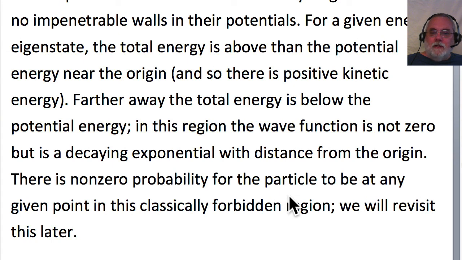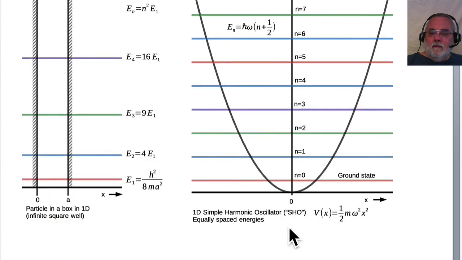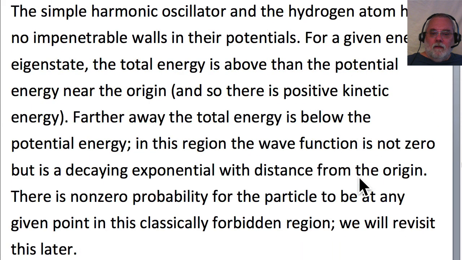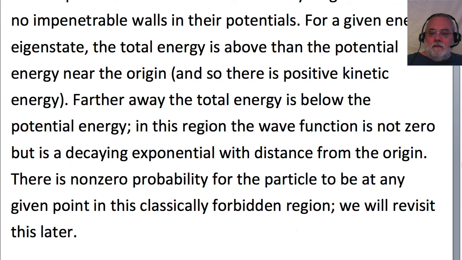However, farther away, the total energy is below the potential energy. Here, the energy is here, the potential energy is here, so the energy is below the potential energy. In that region, the wave function is not zero, but it's a decaying exponential with distance from the origin. There's a non-zero probability for the particle to be at any given point in this classically forbidden region. So it's not a completely forbidden region, it's a classically forbidden region. We will revisit this later. This is the end of the first of 4 videos for this course.